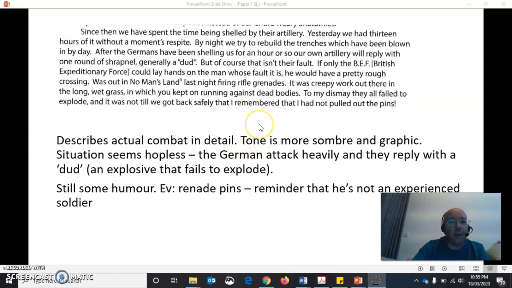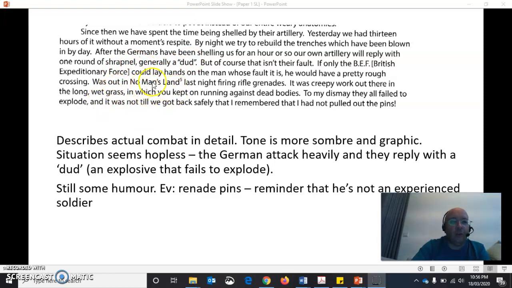And we can see here the tone, there's a tonal shift, much more sombre, much more graphic. We can see the problems that they have. The Germans are attacking heavily, and they reply with one round of shrapnel. A dud is something that doesn't actually explode, so pretty useless. And he kind of blames somebody else for that.